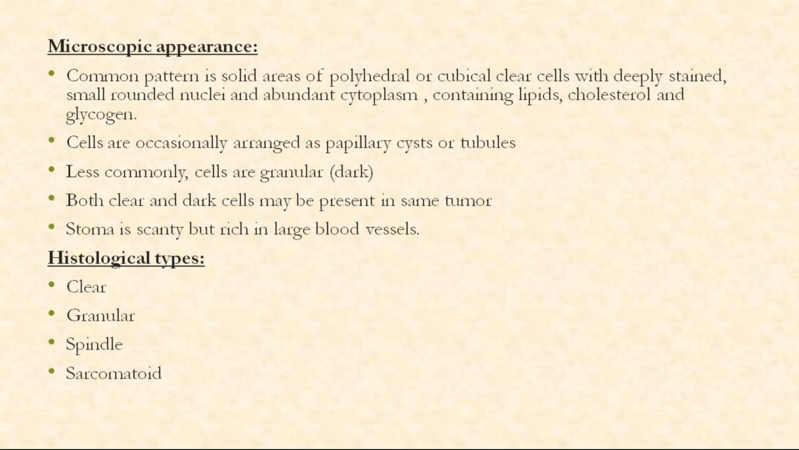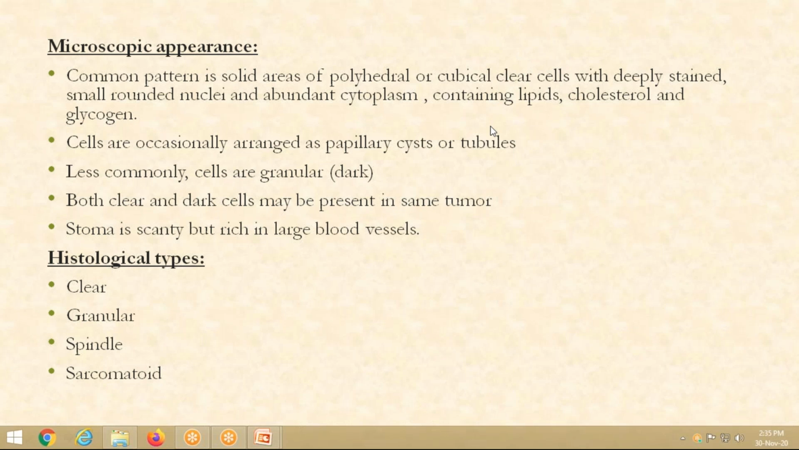So what are the microscopic features? Macroscopically we have discussed; now the microscopic features. Commonly there are solid areas of polyhedral or cubical clear cells. These cells are round in nature, containing abundant cytoplasm and containing lipids, cholesterol and glycogen. These cells are sometimes arranged as papillary cysts or tubules.